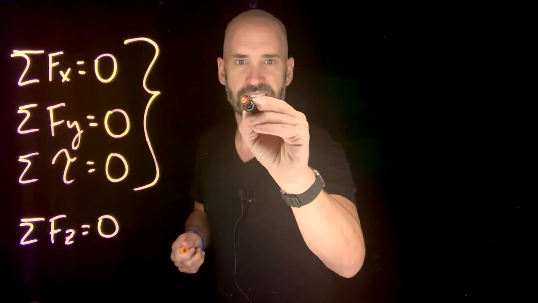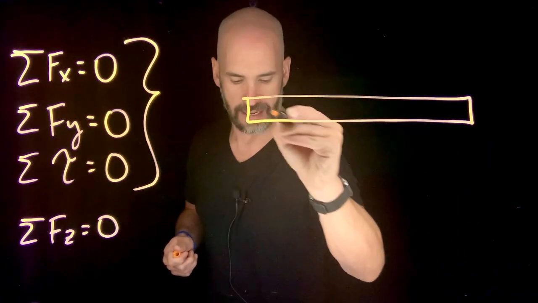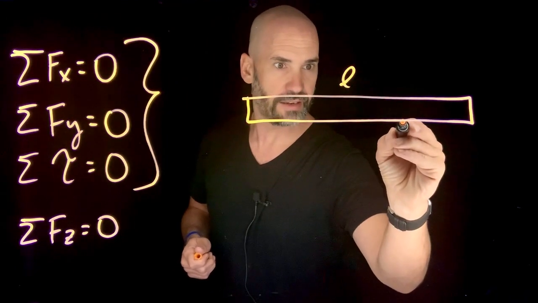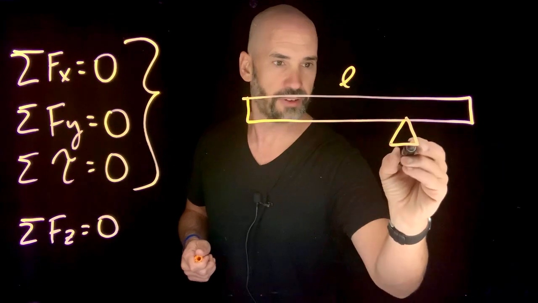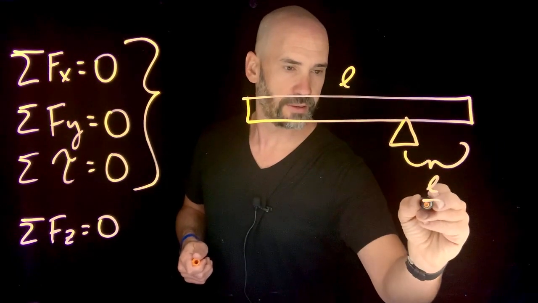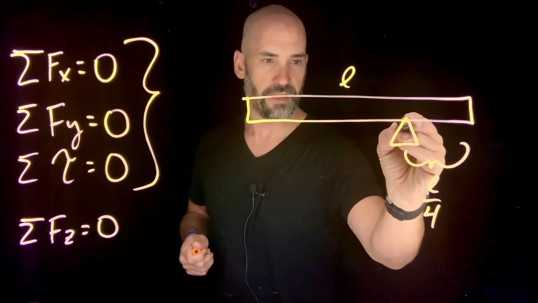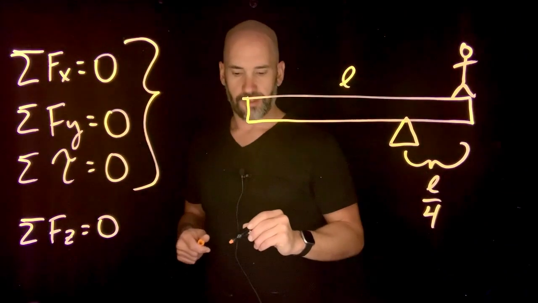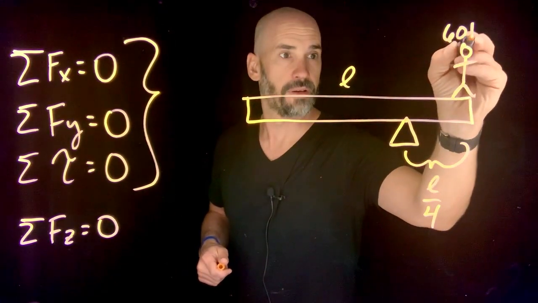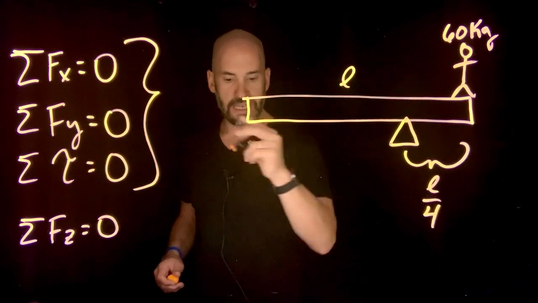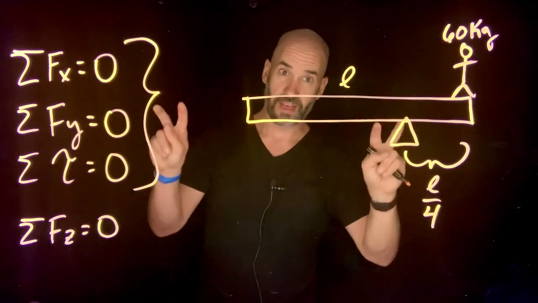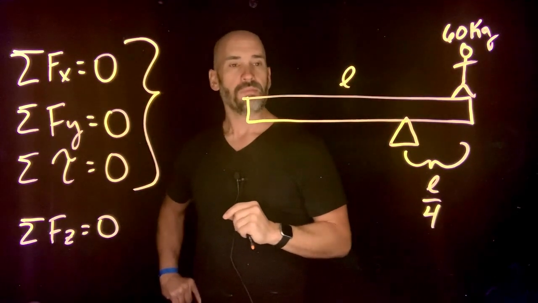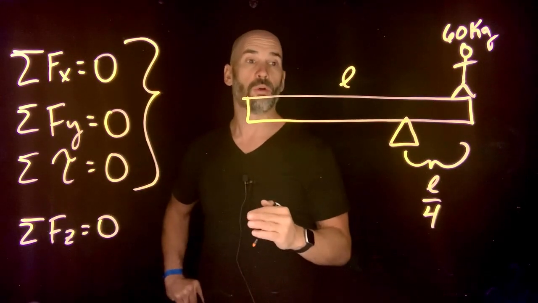We're talking about a seesaw here, and this whole thing is length L. At L over 4, right here, there is a little balancing point. And there's a person over here, and her mass is 60 kilograms. The question is, assuming this is balanced, in other words in static equilibrium, what must be the mass of the board?